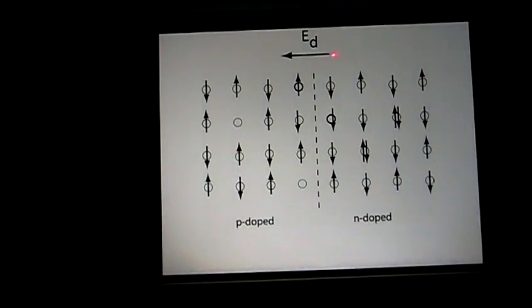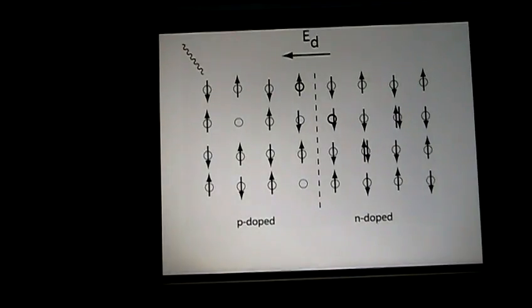So you develop this electric field across the interface, and so if a photon comes in now and hits one side, by the way, this doesn't have to be both Mott insulators.